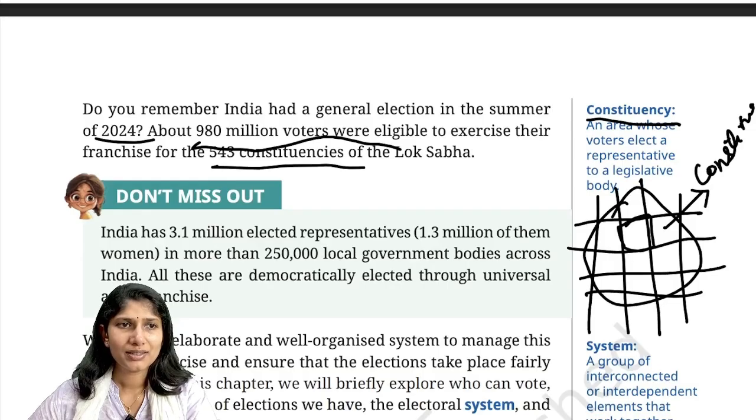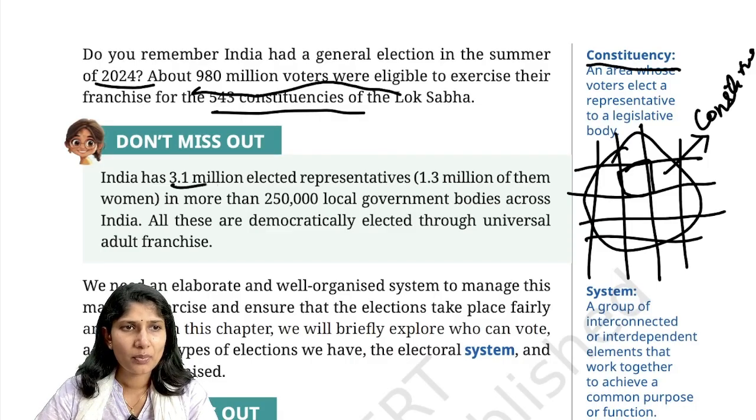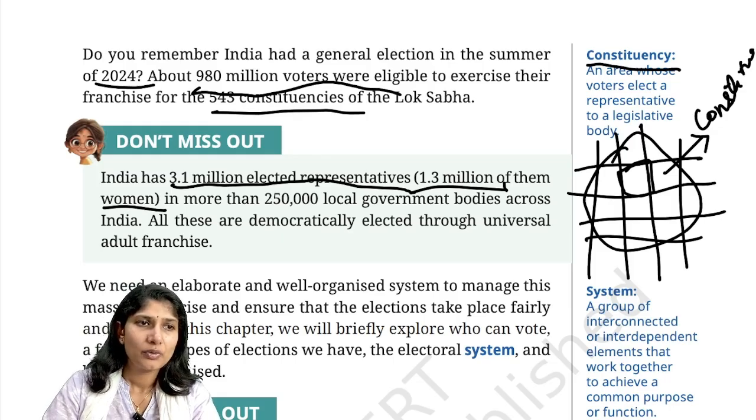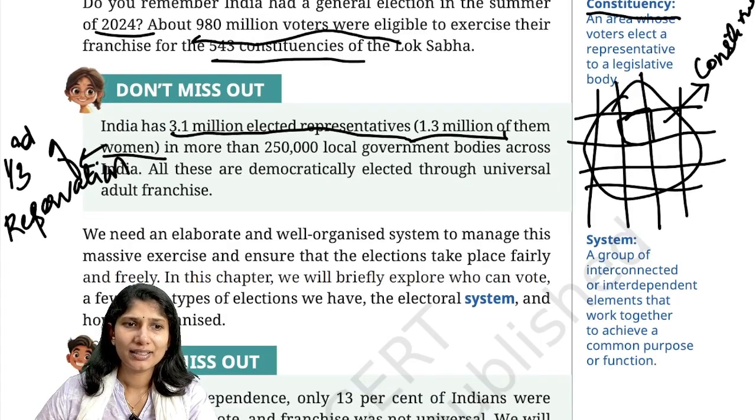Now, India has 3.1 million elected representatives from these chunks put together. Among these 3.1 million elected representatives, 1.3 million of them are women. With respect to your local bodies, panchayats and municipalities, we have discussed earlier, and also spoken about the fact that women have one-third representation, or reservation, in elected representatives. All of them are elected through universal adult franchise.